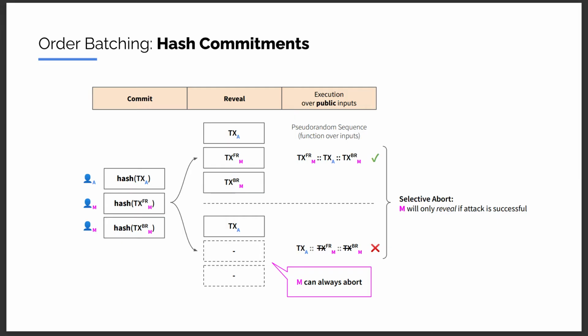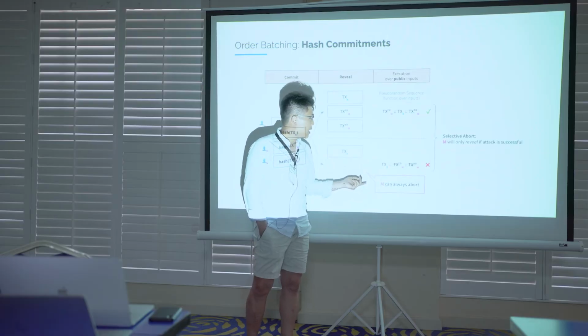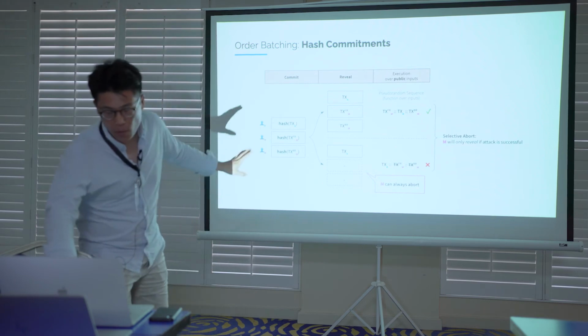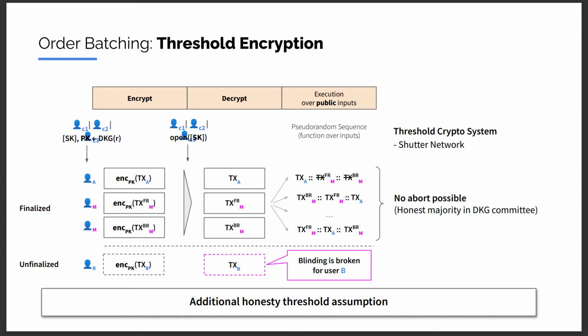But the issue with these hash commit and reveal schemes is, what if the miner always has the power to reveal last? And if the miner sees that the pseudo-random sequence is not in its favor, namely that the sandwich ordering does not succeed, then it can always abort. It cannot reveal. So we want to find a way to prevent these selective aborts.